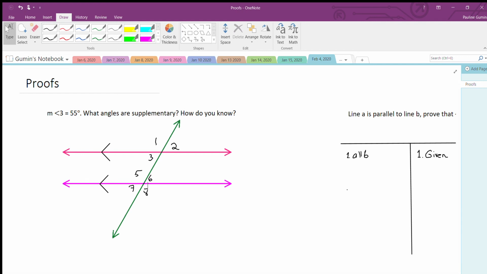Okay, let's get started. The first problem I have in this top left corner here is: measure of angle 3 is 55 degrees. Which angles are supplementary and how do we know? Oh, I'm missing an angle. This should be a 4 here. Okay, so let's talk about it.